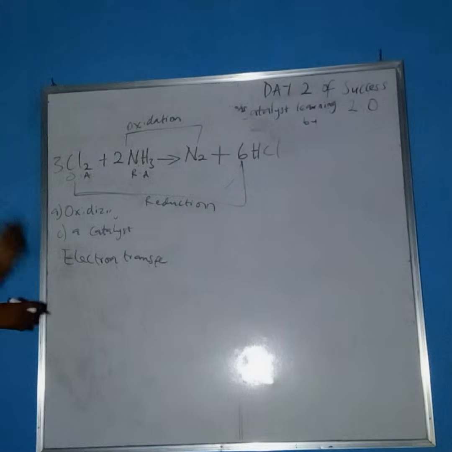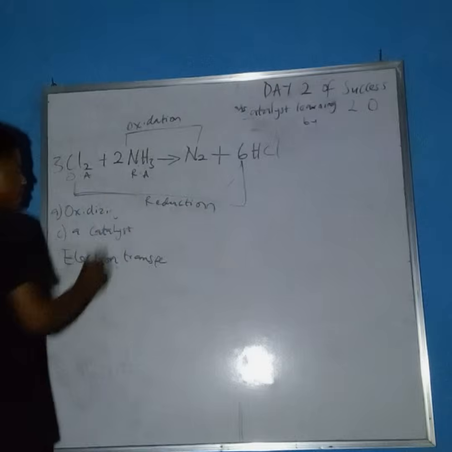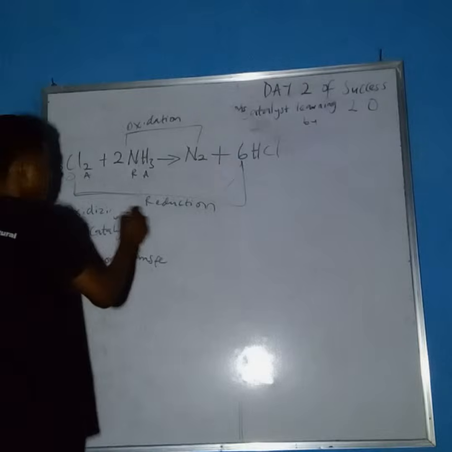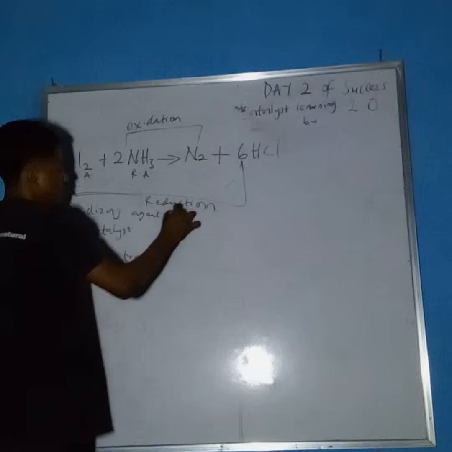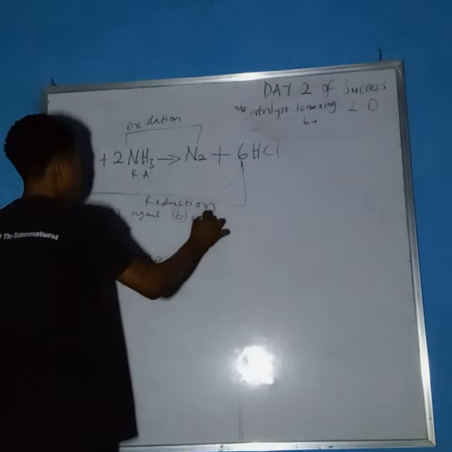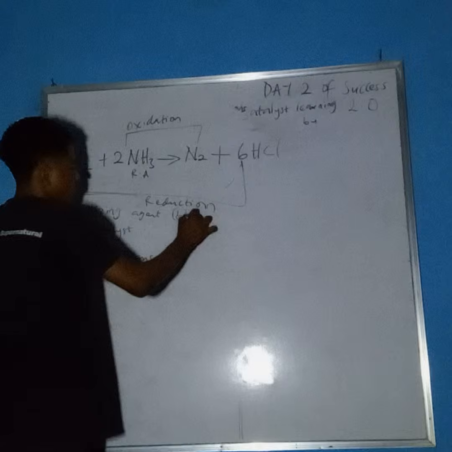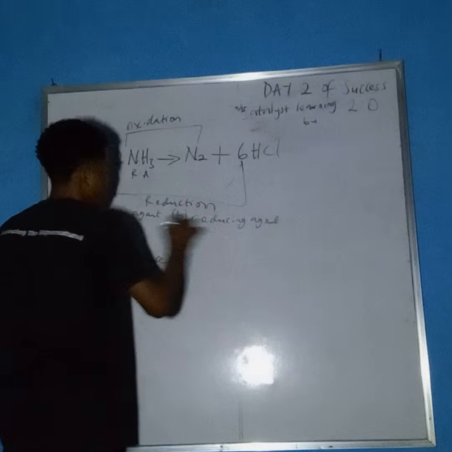So therefore, ammonia here is acting as the reducing agent. Which option is that? Option B. Option A said oxidizing agent, and option B said reducing agent. So the answer is option B. Take note of that. So that is for that.